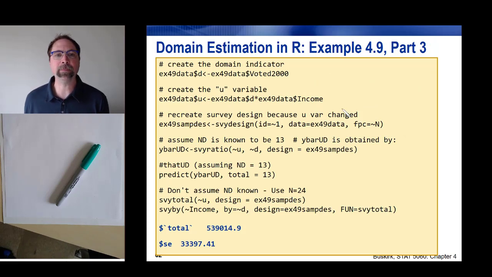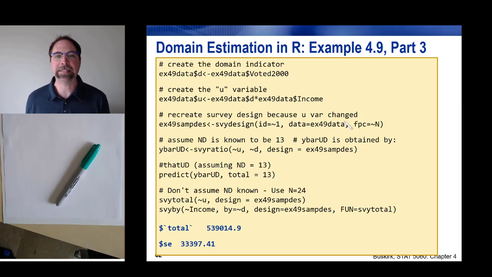So this is if I wanted to look at the other information for the total income, the other portion of the example. Then what you'll see here is me creating the D variable, so whether you voted in the 2000 election, and then creating the U variable, which is the income multiplied by the D variable. That gives me my overall U variable for that second part of our example.